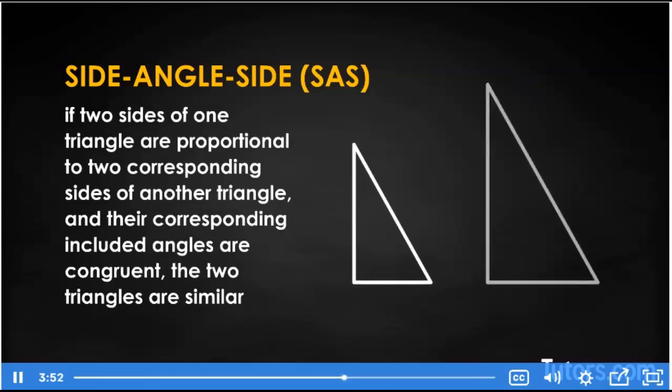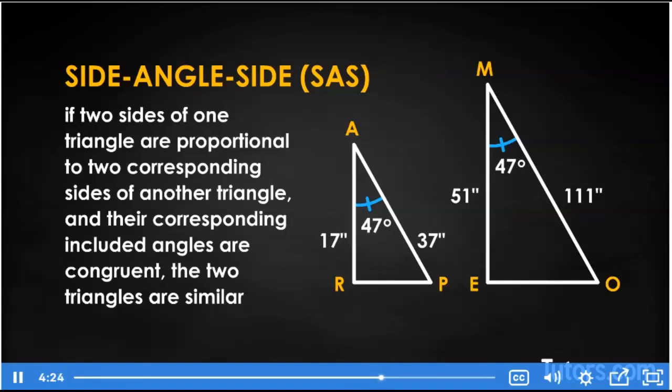Here are two triangles, side by side and oriented in the same way. Triangle RAP and triangle EMO both have identified sides, measuring 37 inches on triangle RAP and 111 inches on triangle EMO, and also sides 17 inches on triangle RAP and 51 inches on triangle EMO. Notice that the angle between the identified measured sides is the same on both triangles, 47 degrees. Is the ratio 37 by 111 the same as the ratio 17 by 51? Yes, the two ratios are proportional, since they each simplify to 1 by 3 or 1/3. With their included angle the same, these two triangles are similar.